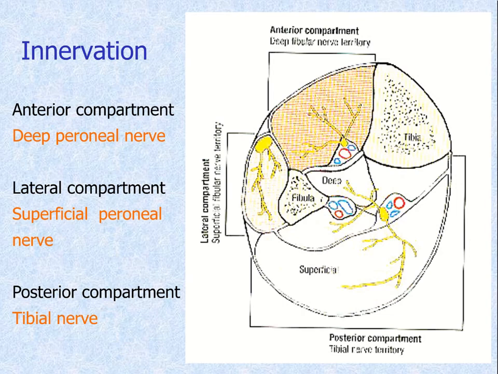Innervation or nerve supply of the leg compartments. The nerve of the anterior compartment of the leg is the deep peroneal nerve. The nerve of the lateral compartment or the peroneal compartment of the leg is the superficial peroneal nerve. The nerve of the posterior compartment of the leg is the tibial nerve.